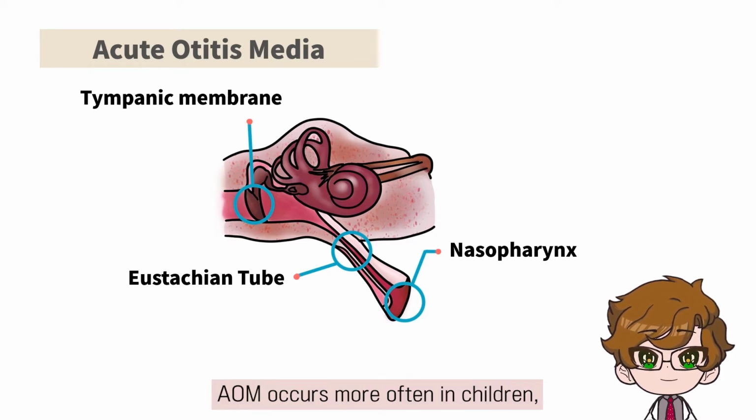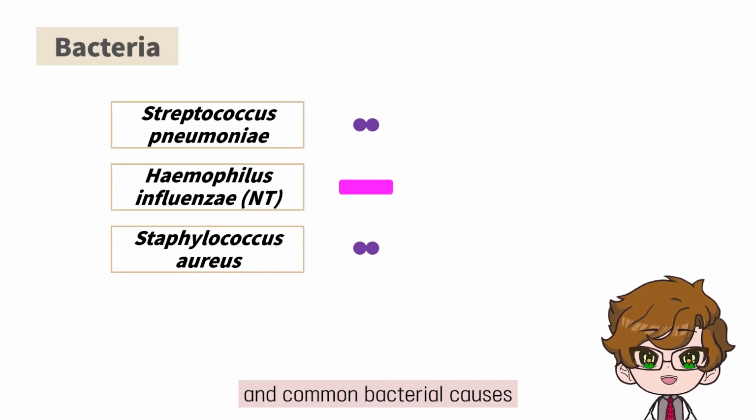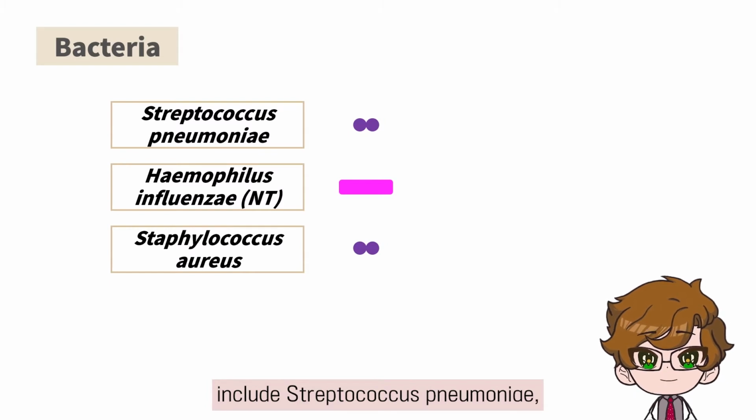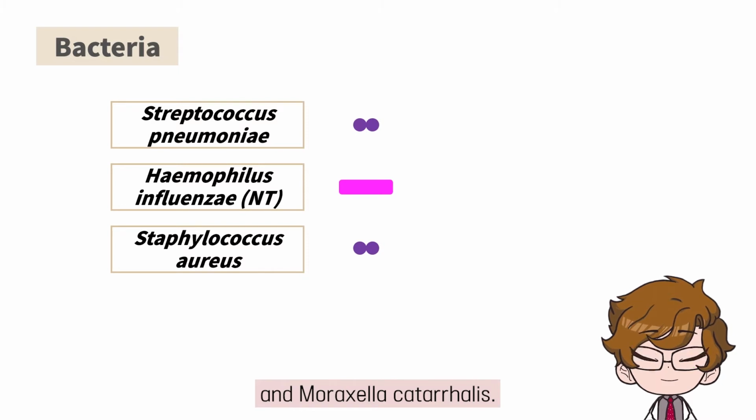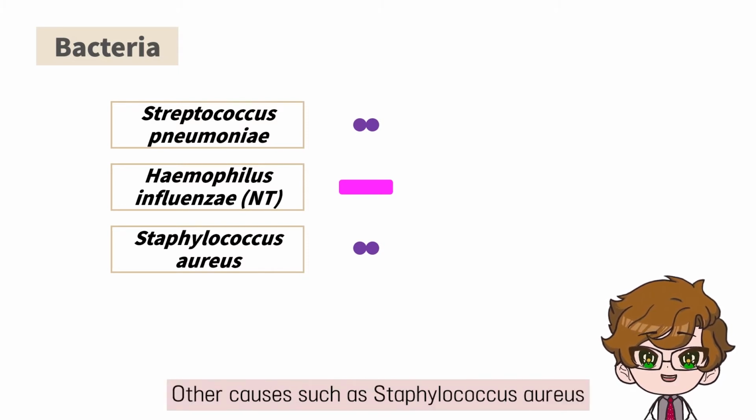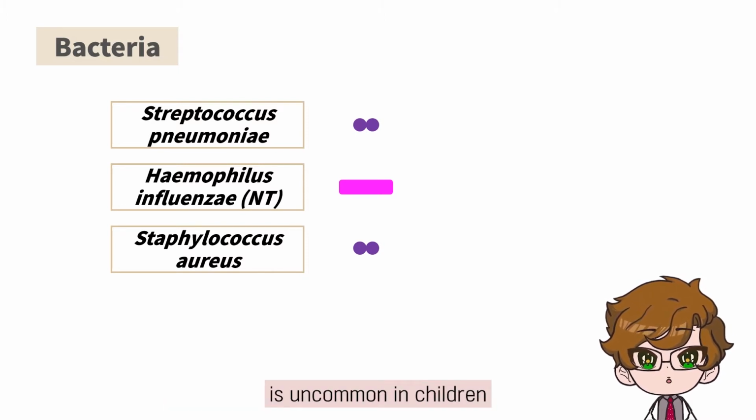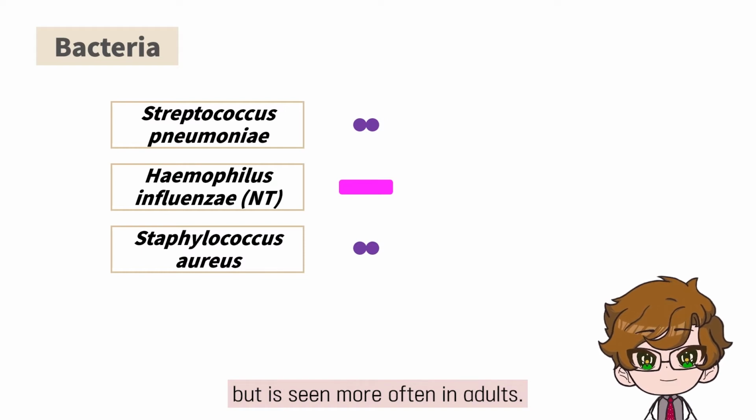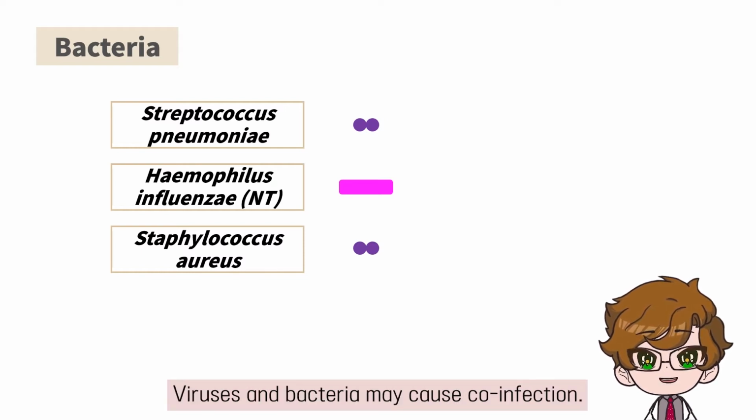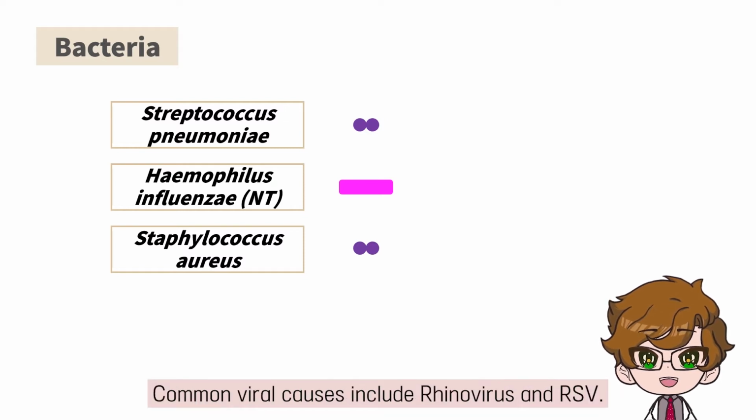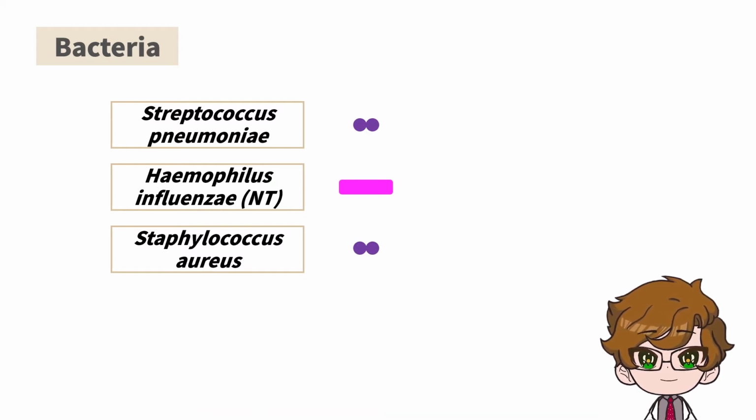AOM occurs more often in children, and common bacterial causes include Streptococcus pneumoniae, nontypeable Haemophilus influenzae, and Moraxella catarrhalis. Other causes such as Staphylococcus aureus are uncommon in children but are seen more often in adults. Viruses and bacteria may cause co-infection. Common viral causes include rhinovirus and RSV.